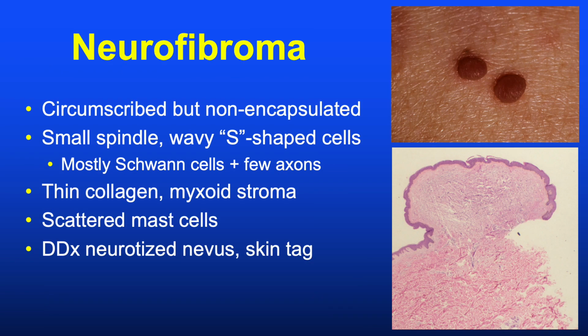Going from the very rare to the very common, neurofibroma is probably the most commonly encountered neural tissue neoplasm. They often are superficial, kind of polypoid papules, and microscopically there is a discrete, circumscribed, but non-encapsulated proliferation of small spindle cells. These are mostly Schwann cells, but there can be some axons or neurons admixed. The stroma tends to have thin or delicate collagen and is often slightly myxoid.